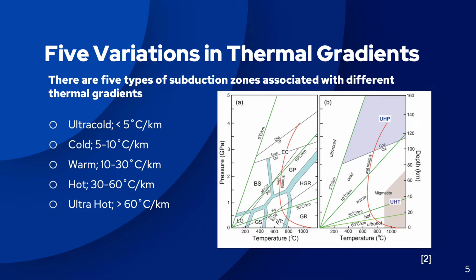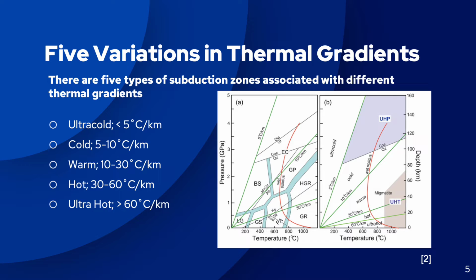There are 5 main variations in thermal gradients that are seen within the mantle wedge at subduction zones. These 5 variations range from ultra cold to ultra hot. Ultra cold being less than 5 degrees per kilometer, and ultra hot being greater than 60 degrees Celsius per kilometer. There is quite a range in these gradients in oceanic-continental subduction zones, as they are known to possess a lot of variation spanning from ultra cold to ultra hot. This is dictated by both the rate of convergence and the thickness of the overlying plate.